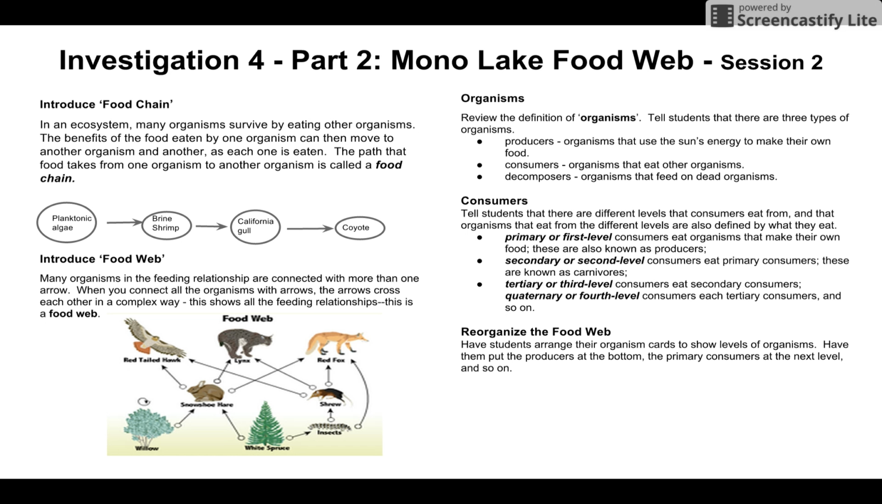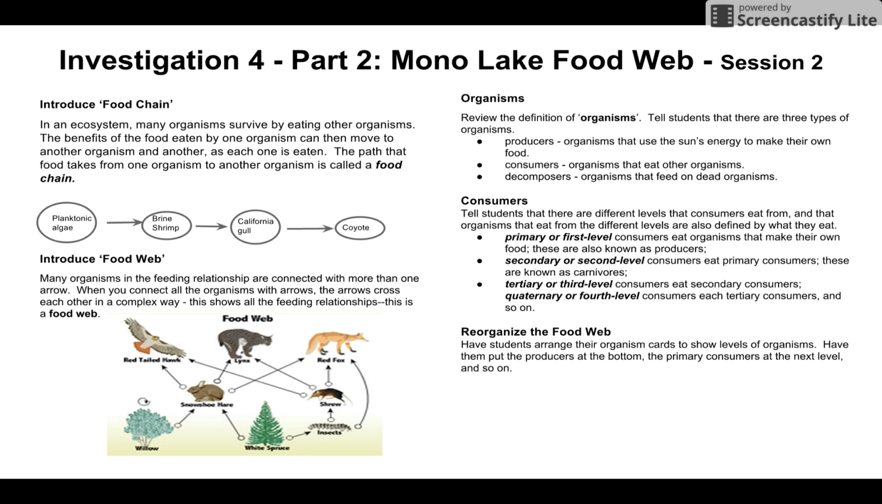An example here from the Mono Lake organisms, planktonic algae is eaten by the brine shrimp, which is eaten by the California gull, which is eaten by the coyote. So the food that is eaten by each organism, some of it gets passed on to the next organism.